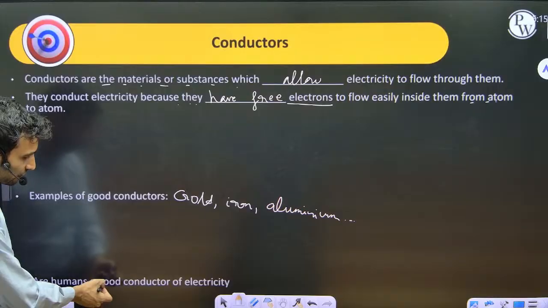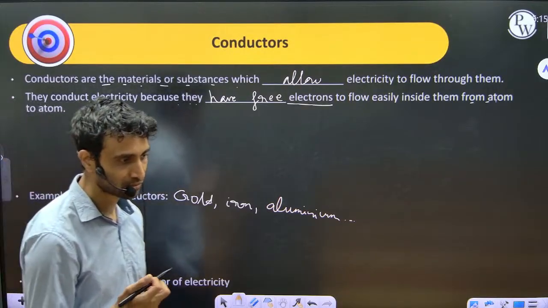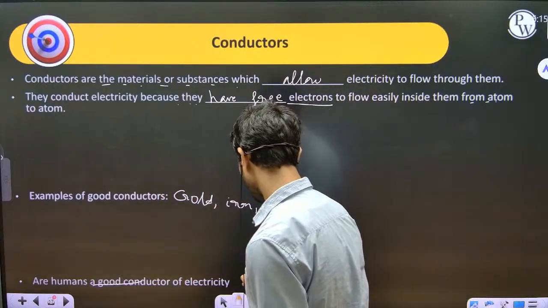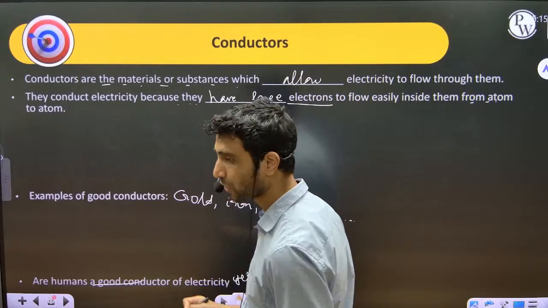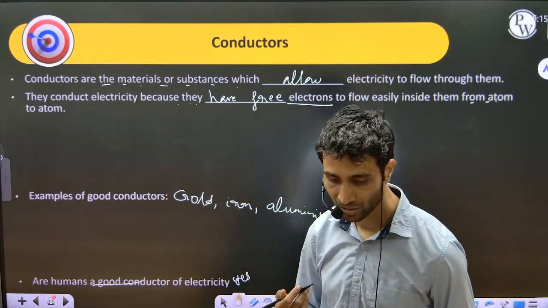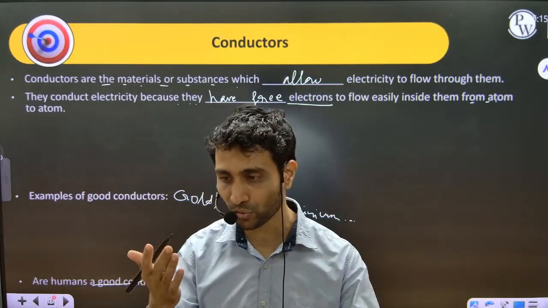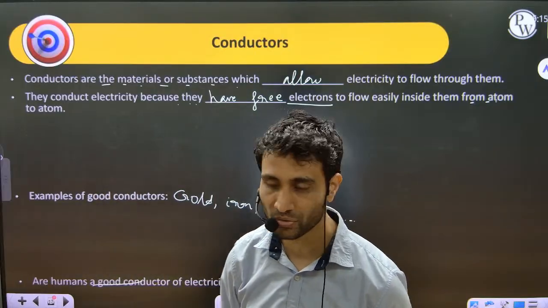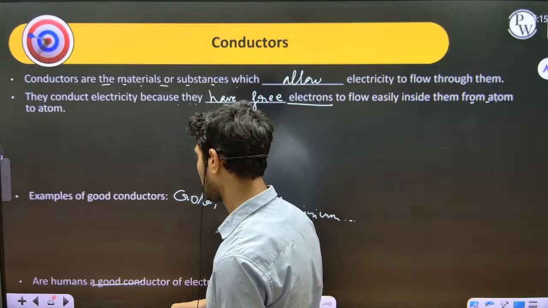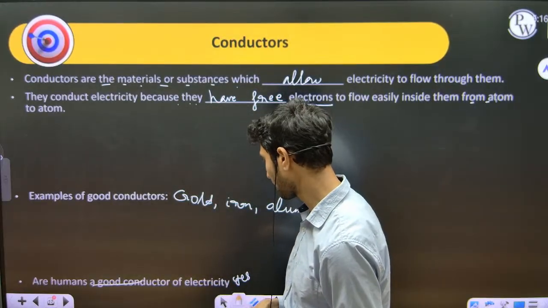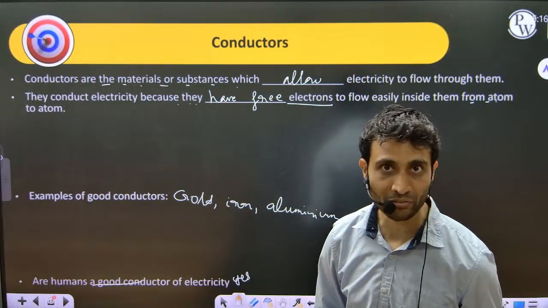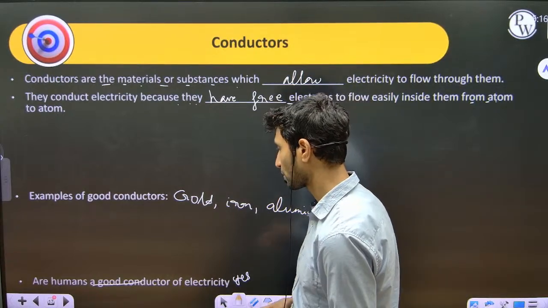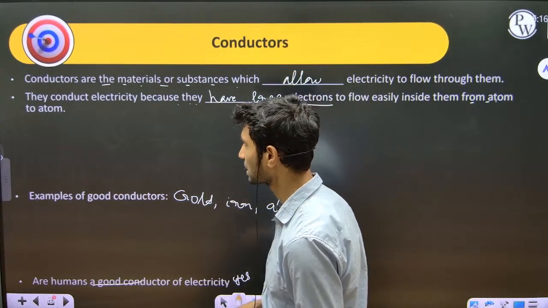Are humans a good conductor of electricity? Do our bodies conduct electricity? The answer is yes. That is the reason we feel shock. What happens in shock? The electricity goes through our hand to our body and into the ground. So current flows through our body, which means our body is a good conductor of electricity, and that is the reason we feel shock. If we were a bad conductor of electricity, it would have been so nice. It would have been a perfect world in which I wouldn't feel shock due to the current. But alas, that is not the reality.